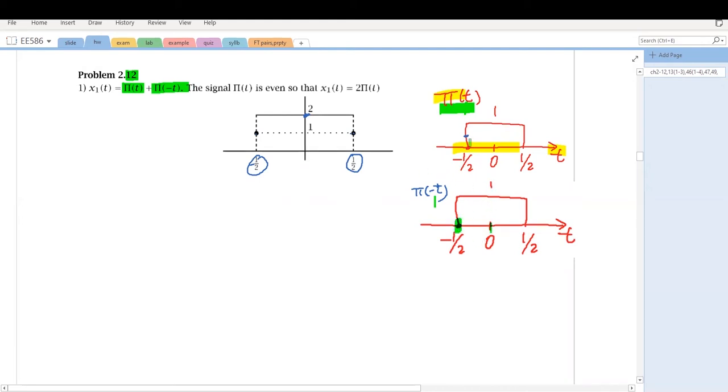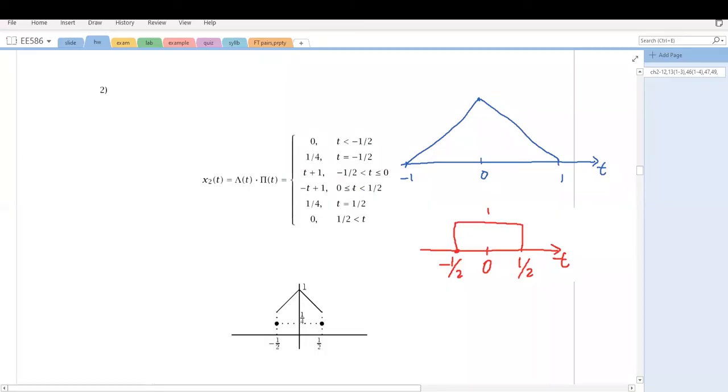At the same time instant, you sum them up. So at t equals minus half, that's 2 here. And at t equals half, that's 2 here. So that's another rectangular form. So next question, plot this triangular multiplied by rectangular.